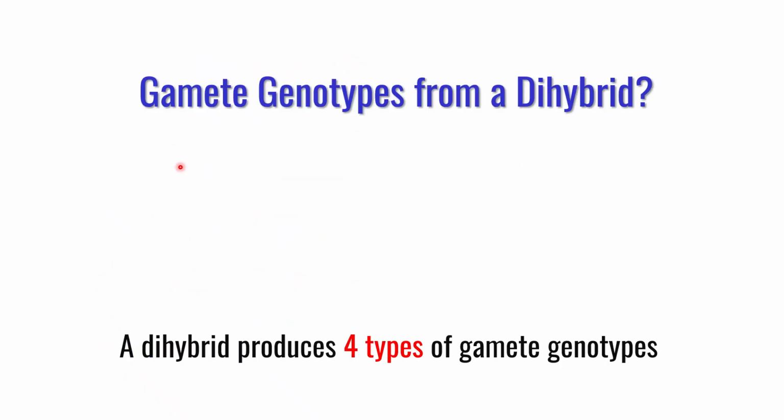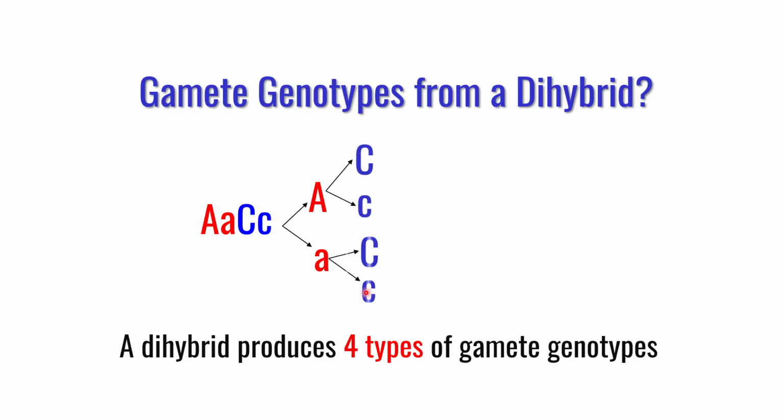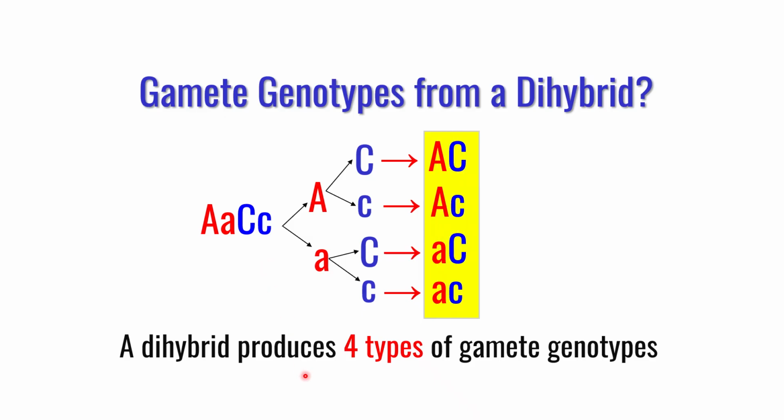To use the Punnett square method, it is important to write gamete genotypes from a dihybrid such as capital A, small a, capital C, small c. The first gene A is a hybrid, so split capital A from small a. The second gene C is also a hybrid, so each is again split into two, capital C, small c, and put the combination here. And therefore a dihybrid such as capital A, small a, capital C, small c can produce only 4 types of gamete genotypes. So using this information, we will use the Punnett square method to explain the ratio 9:3:4.